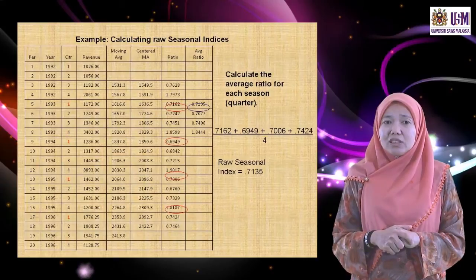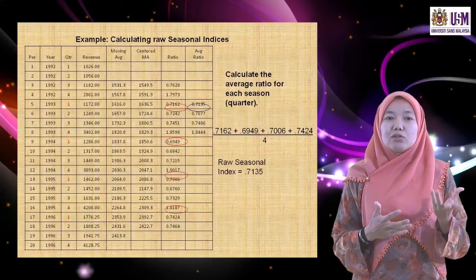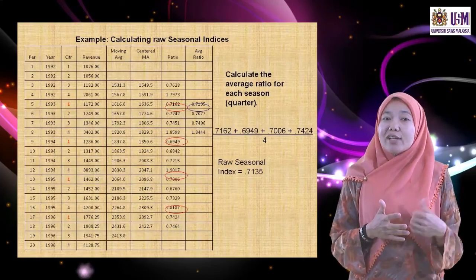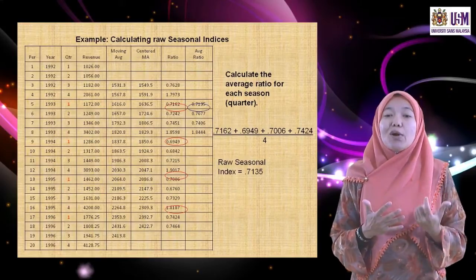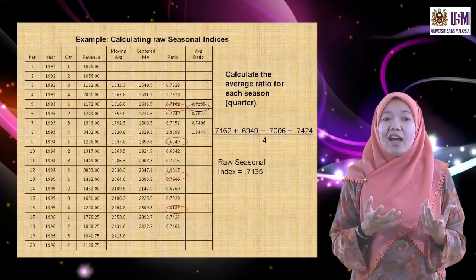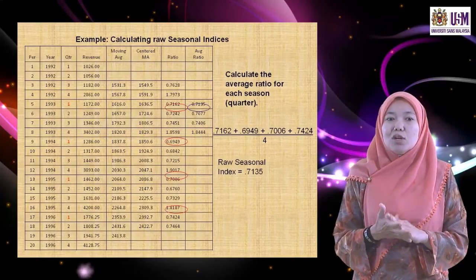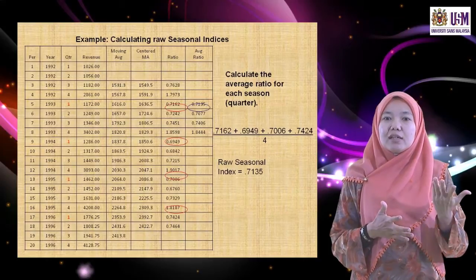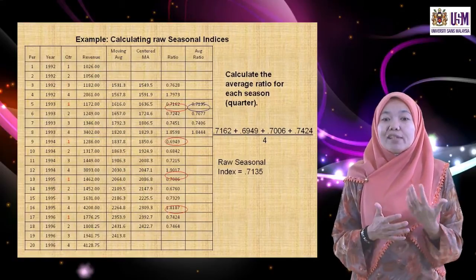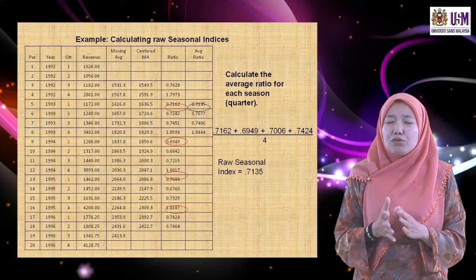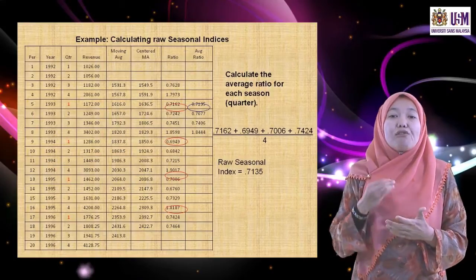As for quarter two, what you need to do is the same thing as what you did earlier. You need to find all the quarter two seasonal ratios. In this case, you do not have a second quarter seasonal ratio in 1992, but you do have in 1993 the value of 0.7242. Then in 1994 the second quarter seasonal ratio is 0.6742. In 1995 the value is 0.6760. And in 1996 the second quarter seasonal ratio is 0.7424. You add these four, divide by 4, so you should get the raw seasonal index for quarter 2.